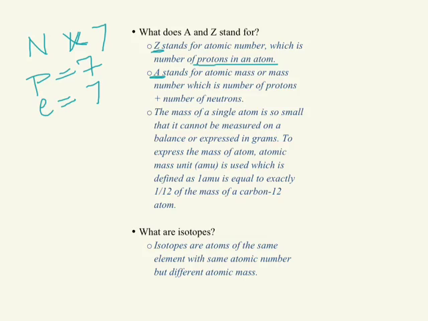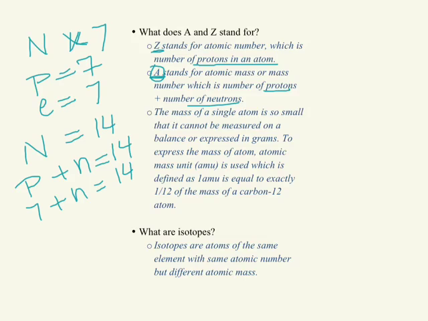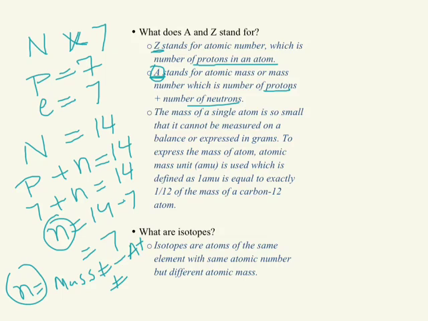Now what does A stand for? A stands for atomic mass or mass number. And if again you look at the periodic table, nitrogen atomic mass is 14. And what is atomic mass? It is the number of protons plus number of neutrons. That means number of protons plus number of neutrons are 14. Now since the number of protons are 7, then how many will be the neutrons? Neutrons will be 7. So how can you find out the number of neutrons? By mass number, the mass number minus atomic number gives you the number of neutrons.